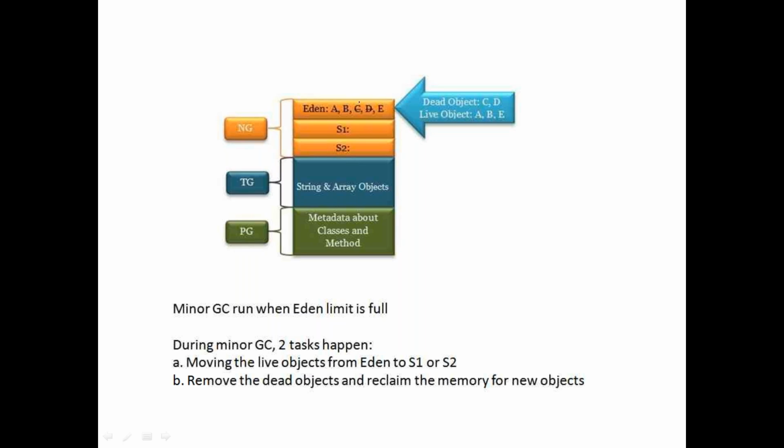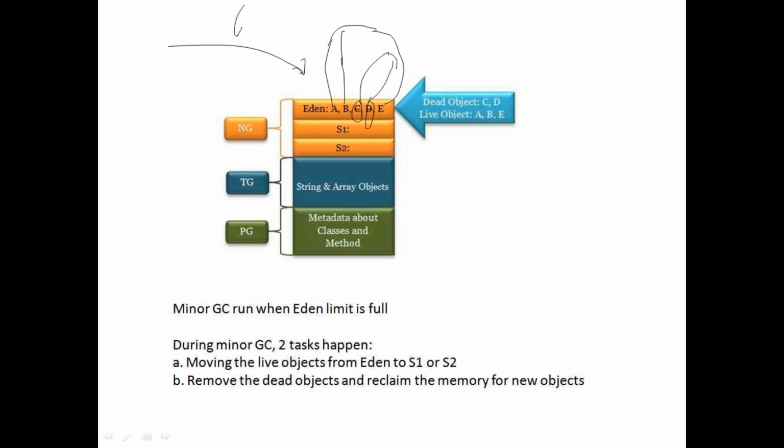this C and D. As you see, C and D are unreferenced because nobody is using them. But A, B, and E are what? They are referenced. Referenced means a thread or a program or a process or some other object is using it. So let's consider a situation wherein these three are alive and these two are dead, in simple words. Now what happens? Let's say the capacity of this Eden space is only 5. So you have reached the maximum capacity.